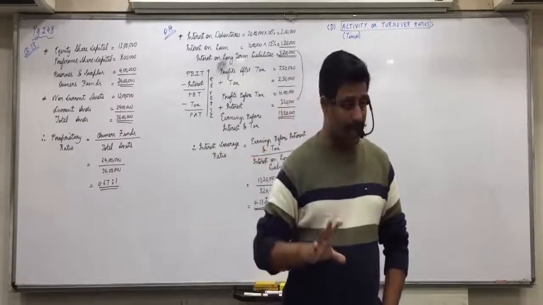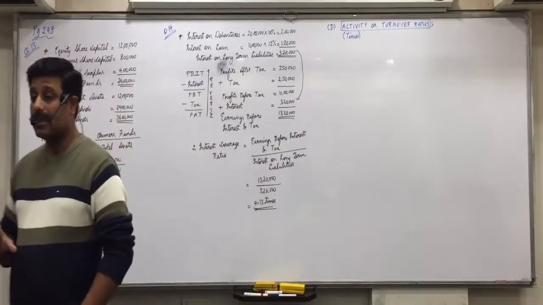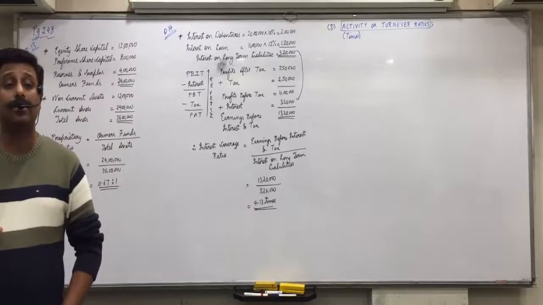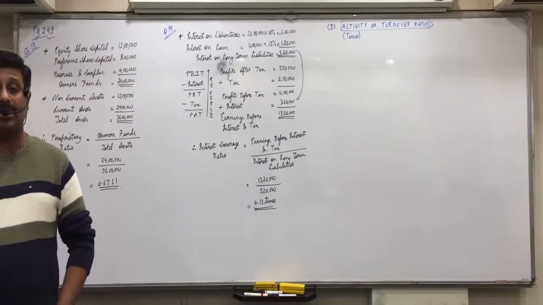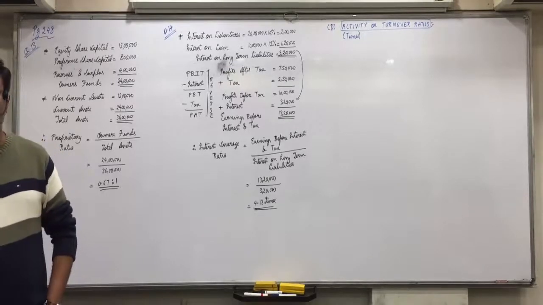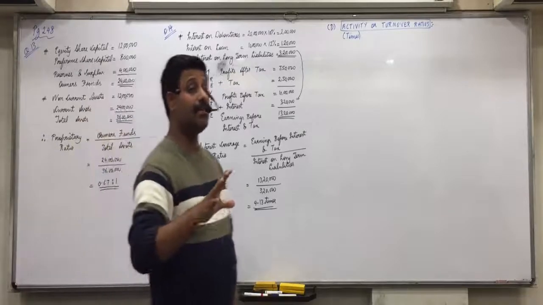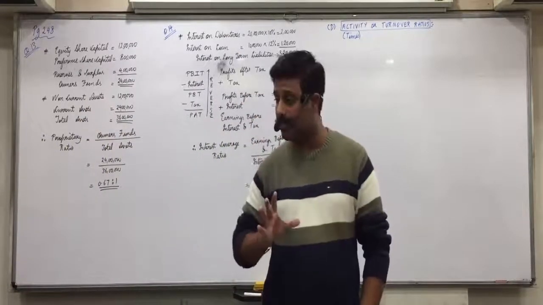Now 2 more points to be understood. Numerator will not be exactly the sales. It will be a variable of sales. Something related to sales. What related to sales? Sales with logic, I'll explain. Okay, but numerator will not be exactly the sales. It will be something related to sales. It will be a variable of sales.